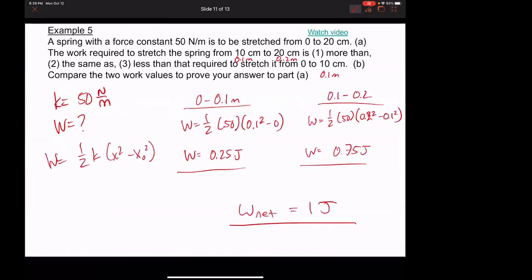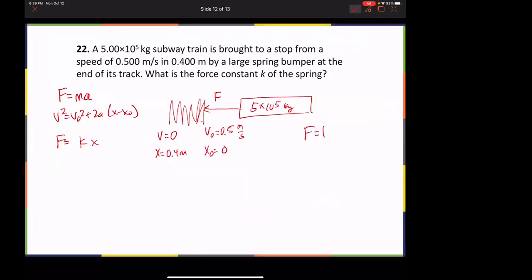So remember, F equals kx. Our goal is to find k, so that's F over x. So we've got to find the force. So the force is equal to ma over x. So to find a, v squared equals v naught squared plus 2a times (x minus x naught). So v squared minus v naught squared over 2 times (x minus x naught) equals a.